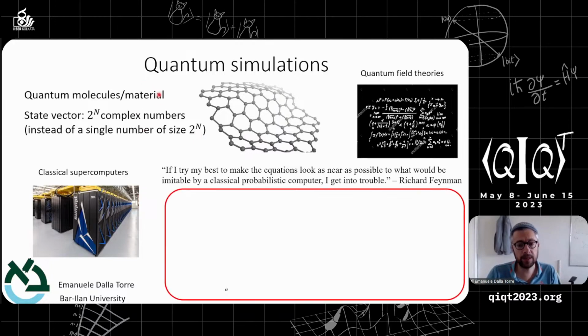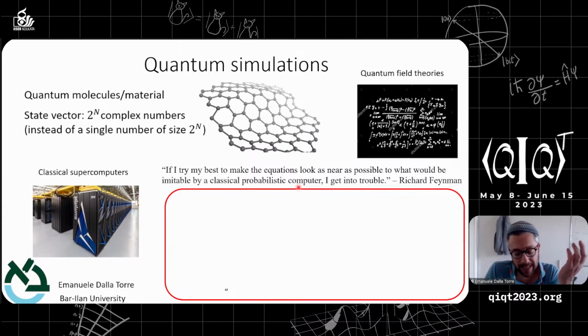That point was actually made a long time ago, in the beginning of the 80s, by Richard Feynman. He has this famous article on quantum computers where he says, if I try my best to make equations look as near as possible to what would be imitable by a classical probabilistic computer, I get into trouble. So if I try to describe a quantum system using a classical probabilistic description, I get into trouble. And that's exactly this exponential increase of the number of variables. That's the trouble that he gets into.